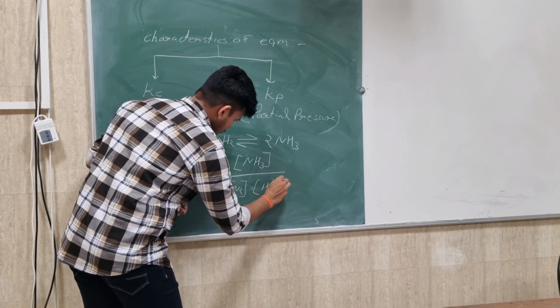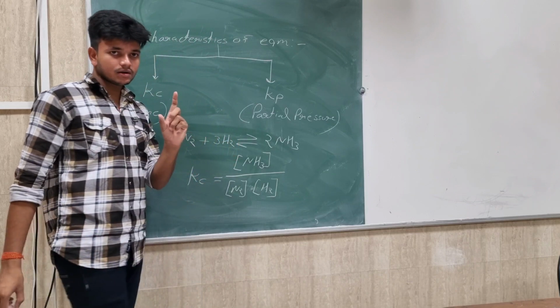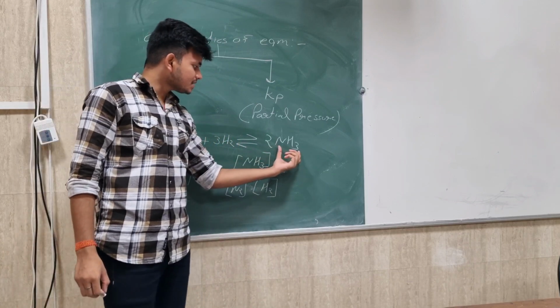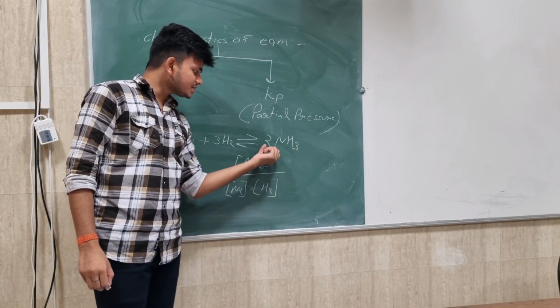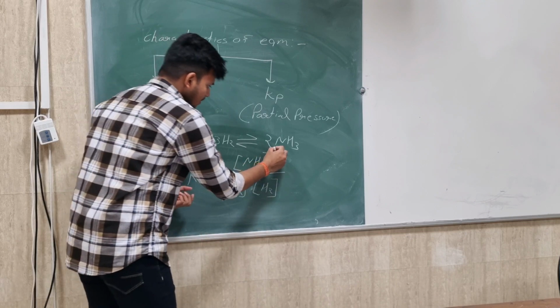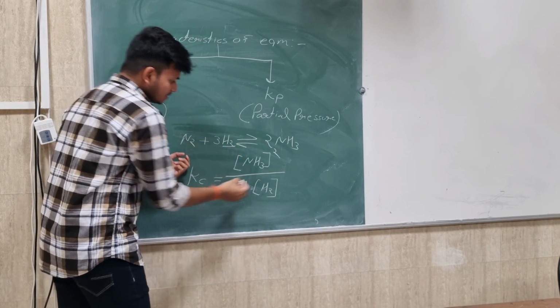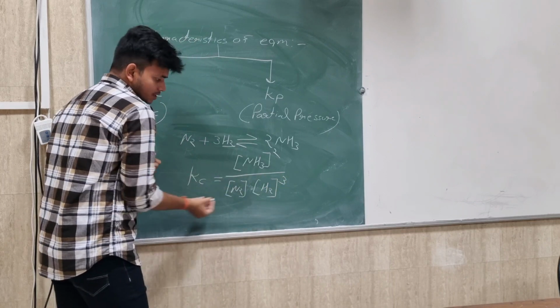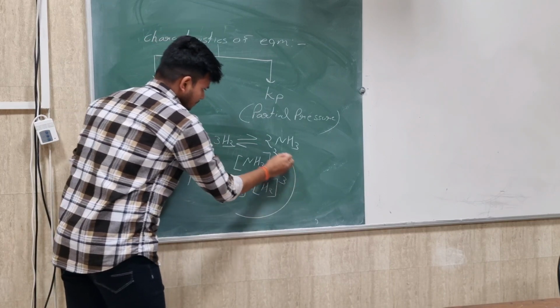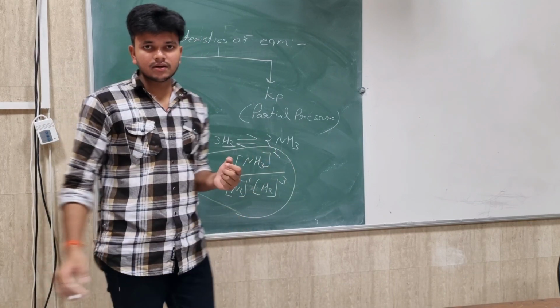Here one important case. This is the NH3. Here the stoichiometric coefficient is 2. That means power. Here the H2 stoichiometric coefficient is 3. And N2 stoichiometric coefficient is 1. That's it. Thank you.